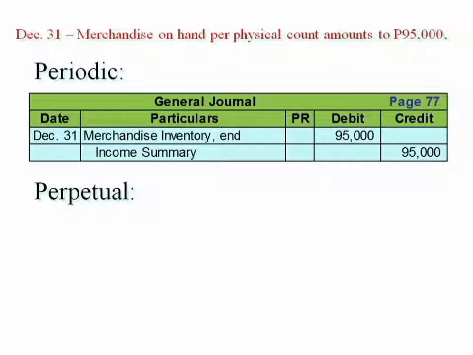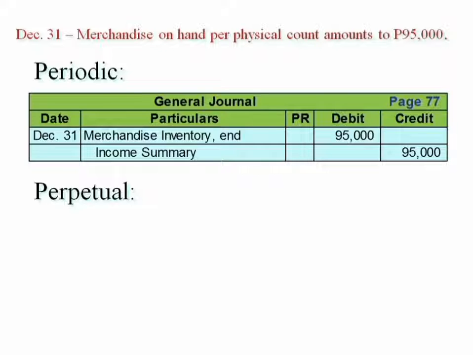That's why when there is net income, that means total revenues exceed total expenses, the income summary account has a credit balance. In case of net loss, the income summary account has a debit balance because in net loss, the total expenses, the normal balance of which is debit, exceed the total revenues.